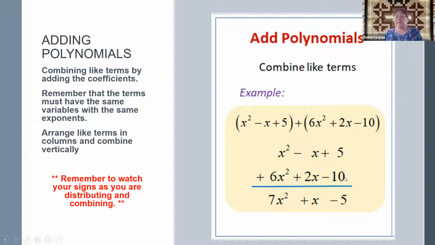As you can tell, 5 minus 10, there is no variable on those terms, so you can combine the two. And then the negative x and the plus 2x, because the x terms are single, you combine those two. And then the x squared terms are in line with each other, and you can combine the two.